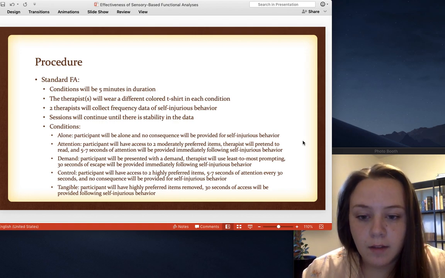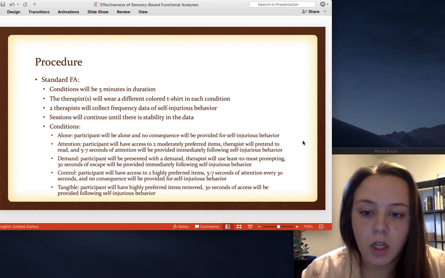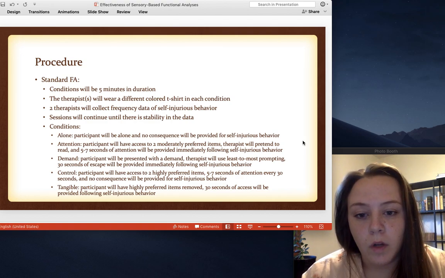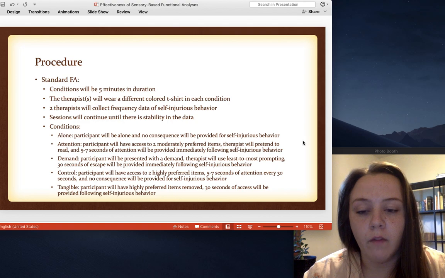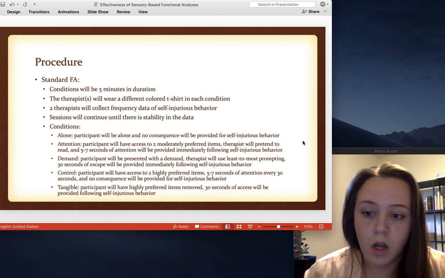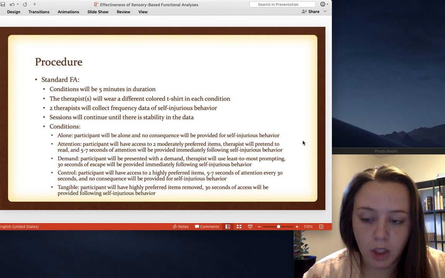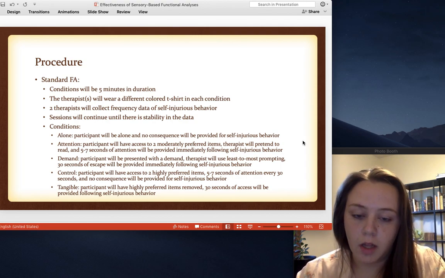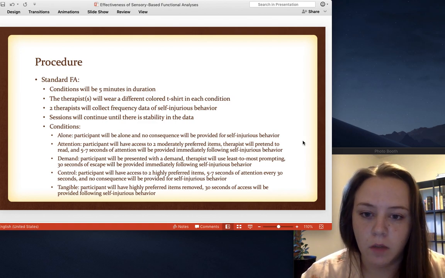And we'll keep that consistent throughout each session, and that way we can try and pair that stimulus with that condition, and hopefully they'll be able to understand the contingencies better, and therefore if it was attention that was maintaining that problem behavior, then they would understand that they would get attention for self-injury in that condition more easily, as the therapist is wearing the same red shirt that they did every other time they've gotten attention.